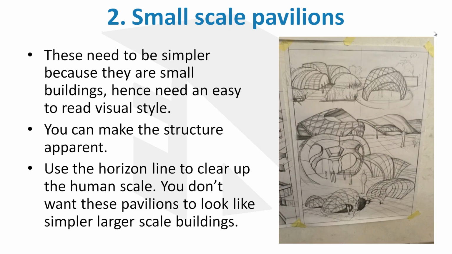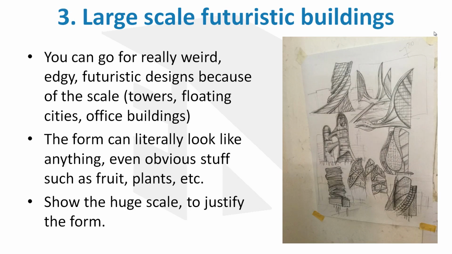There are also small scale pavilions, like the ones on the right-hand side. They need to be simpler. They are very small buildings at the end of the day. You can make them take shape from the structure itself that generates them. You can use the horizon line to show the scale, that they're small pavilions, okay? And they're open.